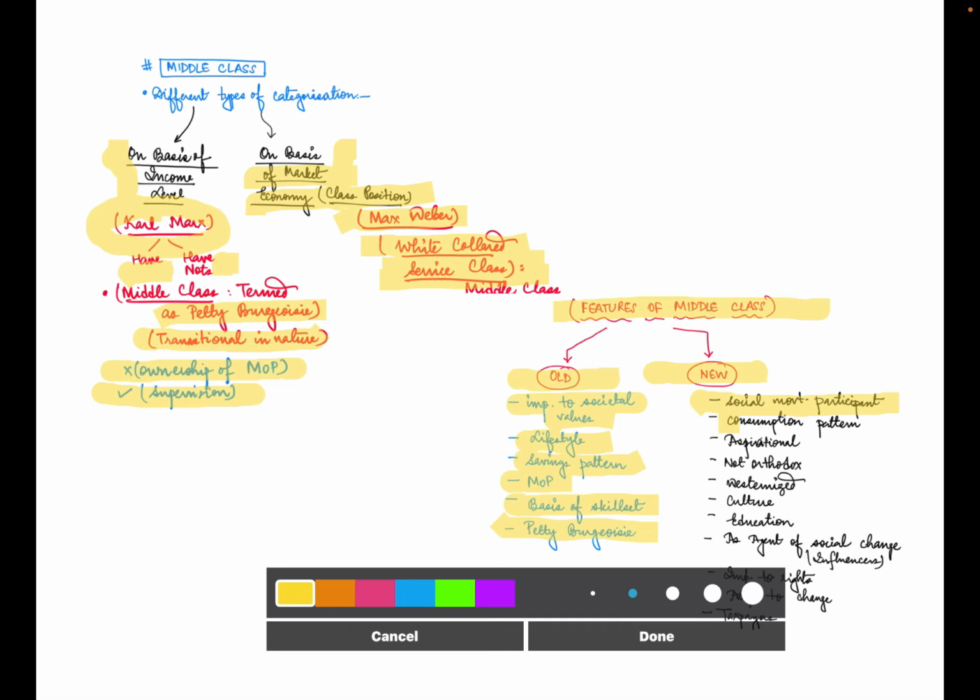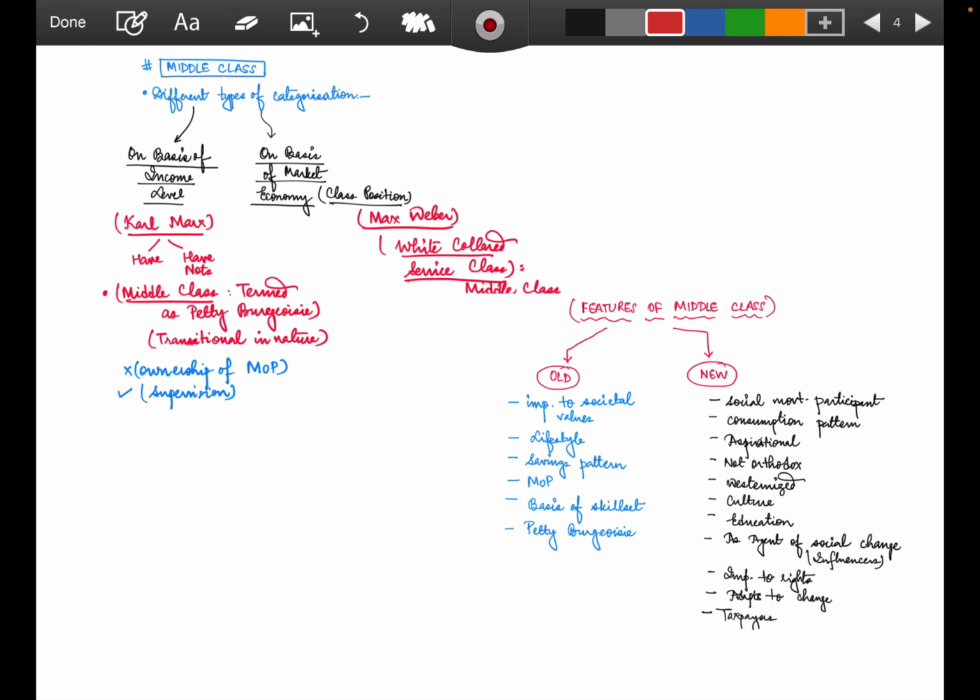So the new middle class talks about consumption patterns. It is aspirational in nature. It is not at all orthodox. It has grown up in a westernized culture. It has grown up with education as a mindset. It is an agent of social change. It is giving importance to rights. It is adapting to changes. They are the taxpayers of the society.